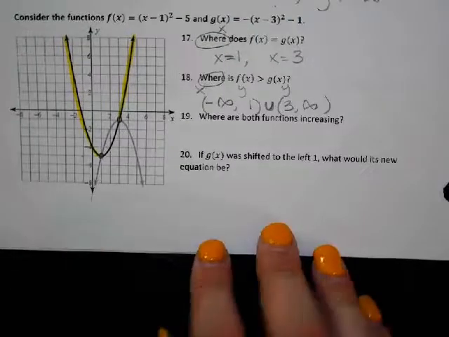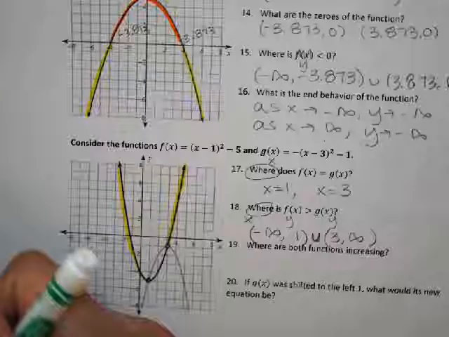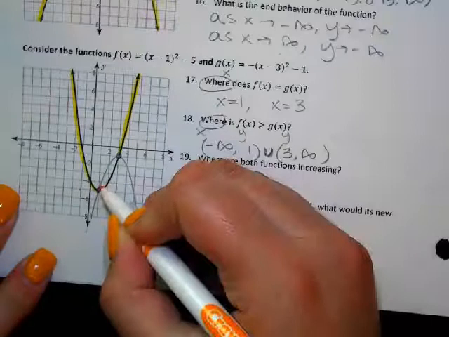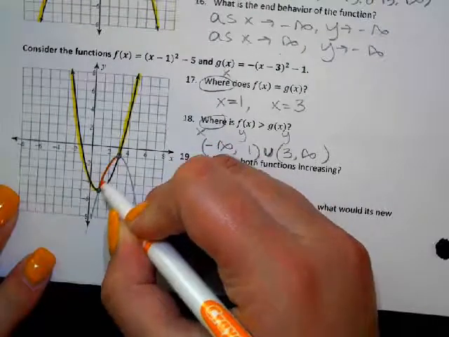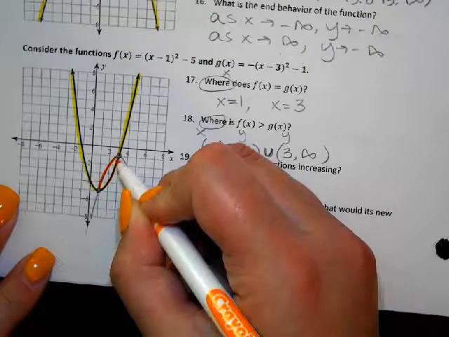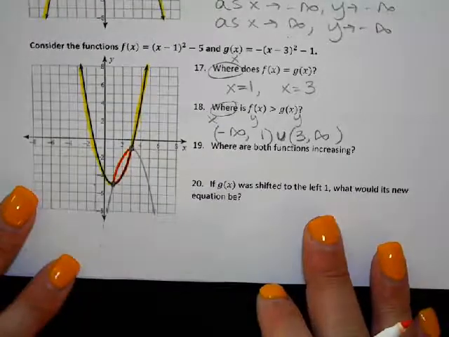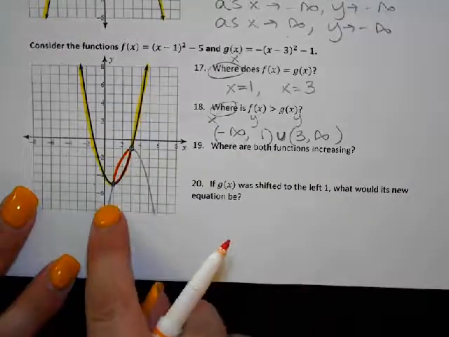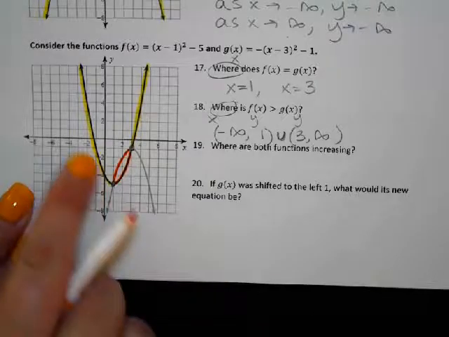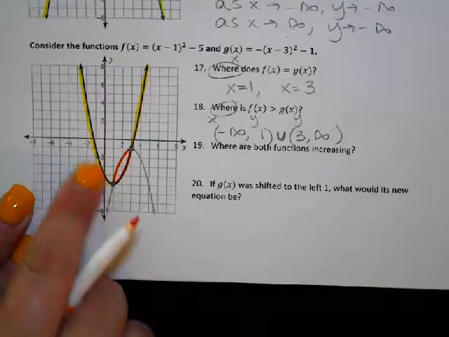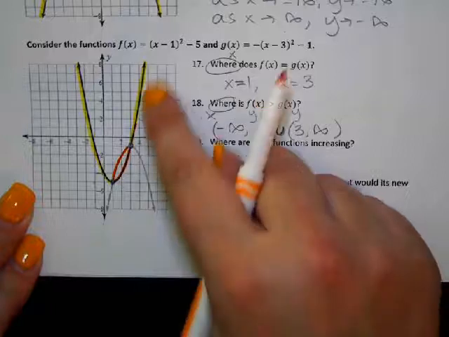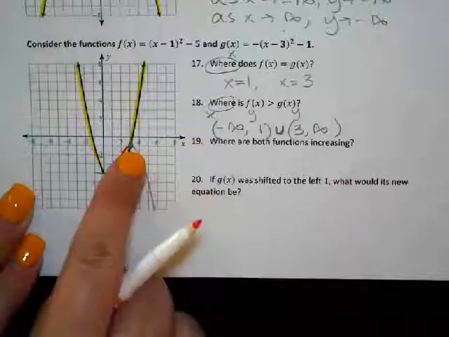So between 1 and 3, you can see g of x is increasing. Between 1 and 3, f of x is increasing. So there's your increasing for both. Now g of x is increasing over here, but f of x is not. F of x is increasing over here, but g of x is not. So this little section right here is the only place both of them are slanting up to the right at the same time. Yes, ma'am?